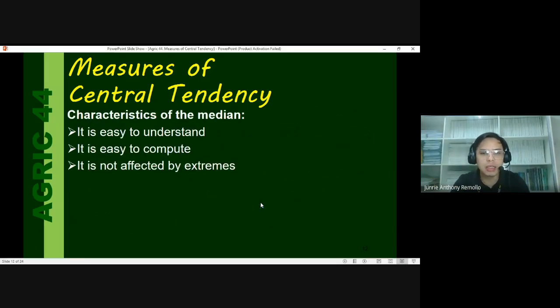Characteristics of the median: it is easy to understand. Of course, it is understandable. It is easy to compute because you just need to obtain the middle value or the midpoint. And it is not greatly affected by the extremes because we don't care about the extreme values, whether you would increase it or decrease it, as long as we could determine the middle value or the midpoint value, then that's fine. We can actually get the value of the median.